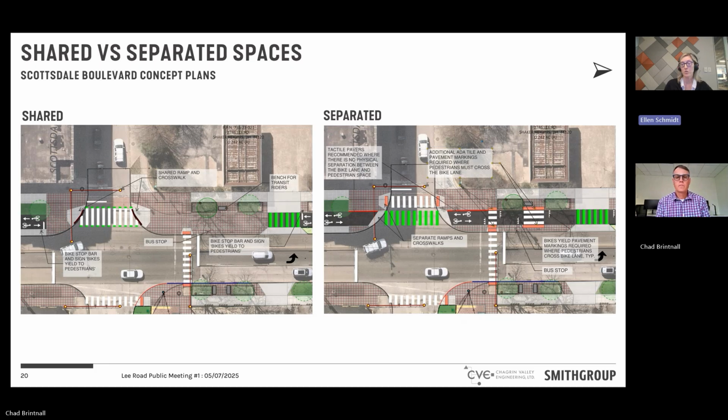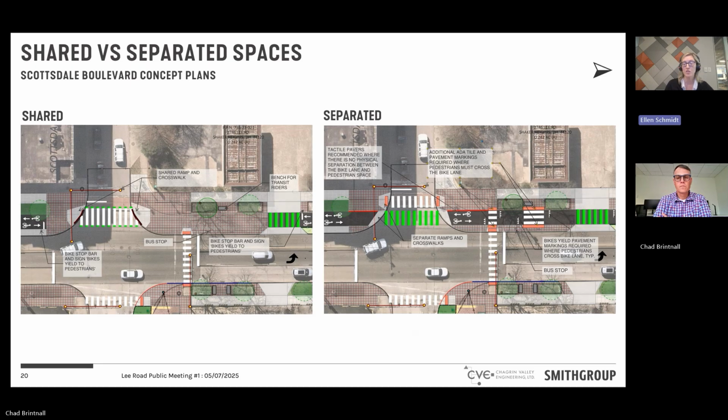So we're going to walk through a few examples of what could look like on Lee Road. So just to set everybody's expectations here, north is to the right, and what we're looking at on this screen is the Scottsdale and Lee Road intersection. On the left, we have the shared option. On the right, the separated. In both options, you can see we have our two-way raised cycle track that is the same in both situations. And it is just here at the corners where we see the difference.